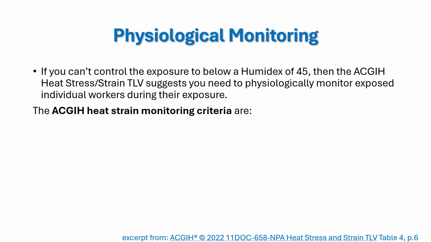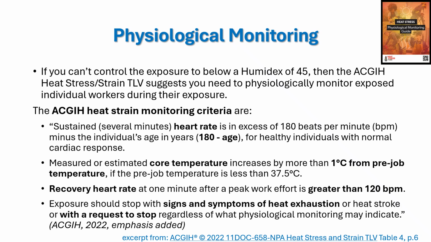Physiological monitoring is applied when you can't control the exposure to a Humidex below 45, which is equivalent to the ACGIH TLV for moderate unacclimatized workers. And once you get above that, the ACGIH recommends the following heat strain monitoring criteria. First is having a heart rate in excess of 180 beats per minute, subtracting the individual's age in years. So 180 minus your age for healthy individuals with normal cardiac response.